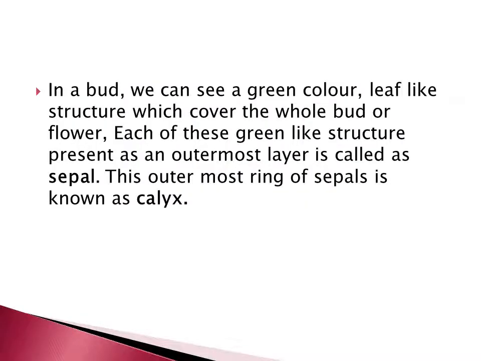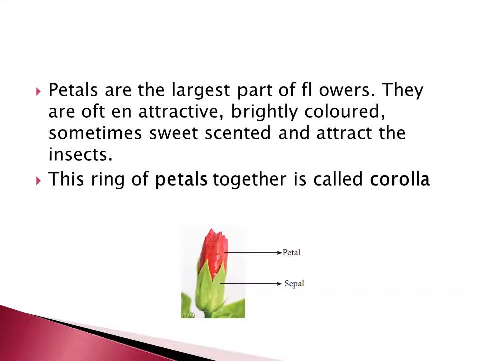In a bud, we can see a green color, leaf-like structure which covers the whole bud or flower. Each of these green structures present as the outermost layer is called a sepal. The outermost ring of sepals is called calyx. Petals are the largest part of flowers. They are often attractive, brightly colored, sometimes sweet-scented and attract the insects. This ring of petals together is called corolla.